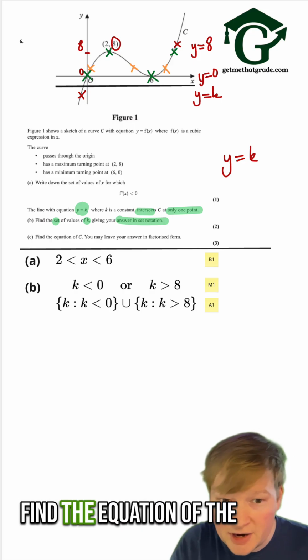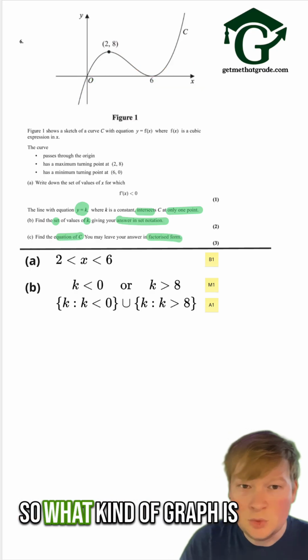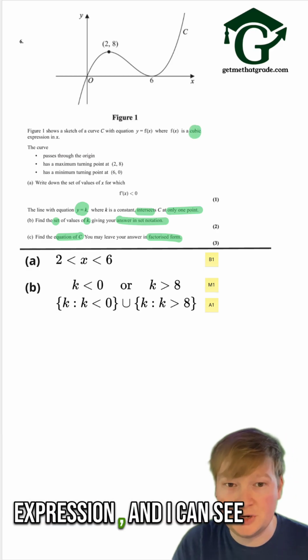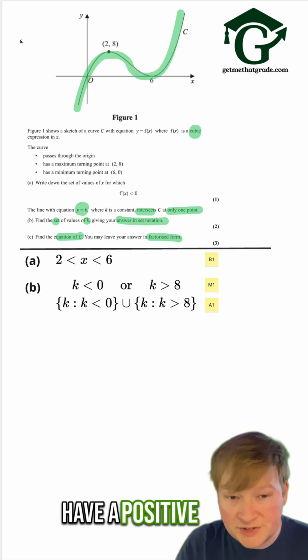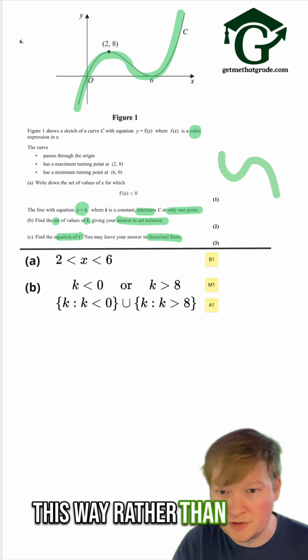Part C, find the equation of the curve. You may leave your answer in factorized form. So what kind of graph is this? Well, it's a cubic expression. And I can see from the shape of the graph that it's going to have a positive coefficient of x cubed, because the graph goes this way rather than this way.